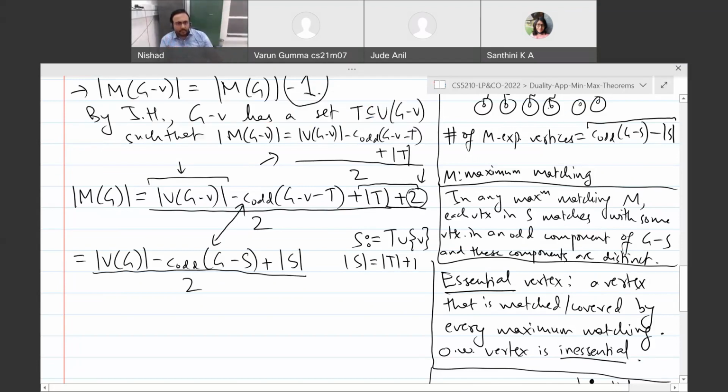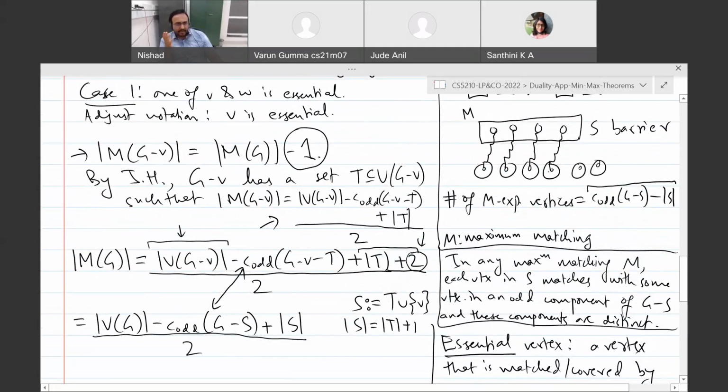We wanted to prove that there is a matching M in the graph G and a set S that satisfies this equation. And we got this set T in the smaller graph. Then, using the fact that the vertex is essential, we were able to convert that barrier T in the smaller graph into a barrier in the bigger graph. So we are crucially using the fact that the vertex is essential. Otherwise, you would not have been able to do all these manipulations.